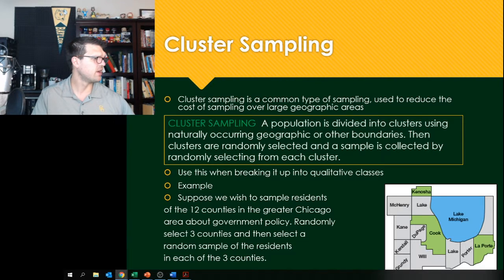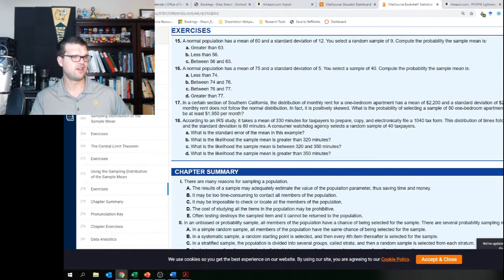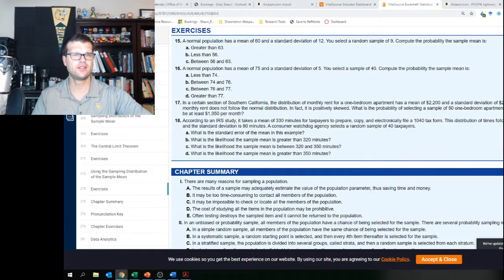So let's see here, exercises number 16 and 17. Okay, so let's take a look at this. We've got 16 and 17. If you guys have other questions, let me know and I will go over them. Okay, so let's look at 16 and 17.